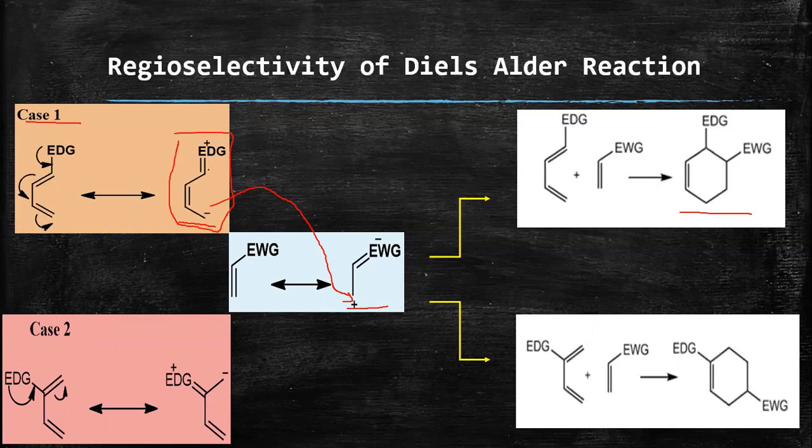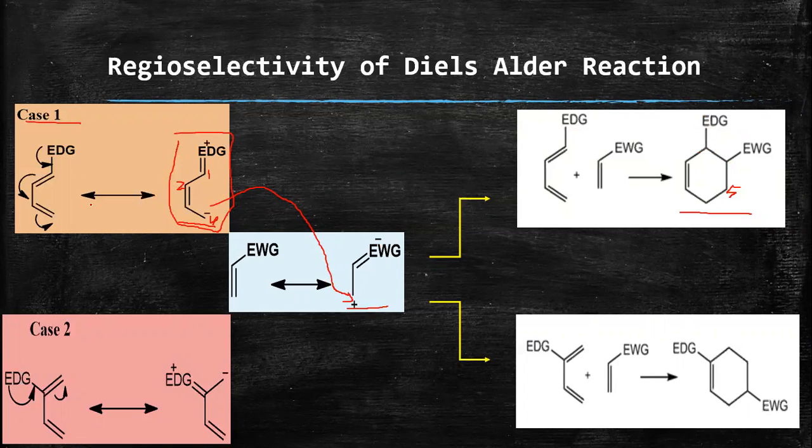because 1, 2, 3, and 4 would attack here. This would become carbon number 5, like here, and this will be carbon number 6, and we have on carbon number 6 the electron withdrawing group. By making it a ring structure, you can see here by the shifting of electrons or bonds, we have ortho product.